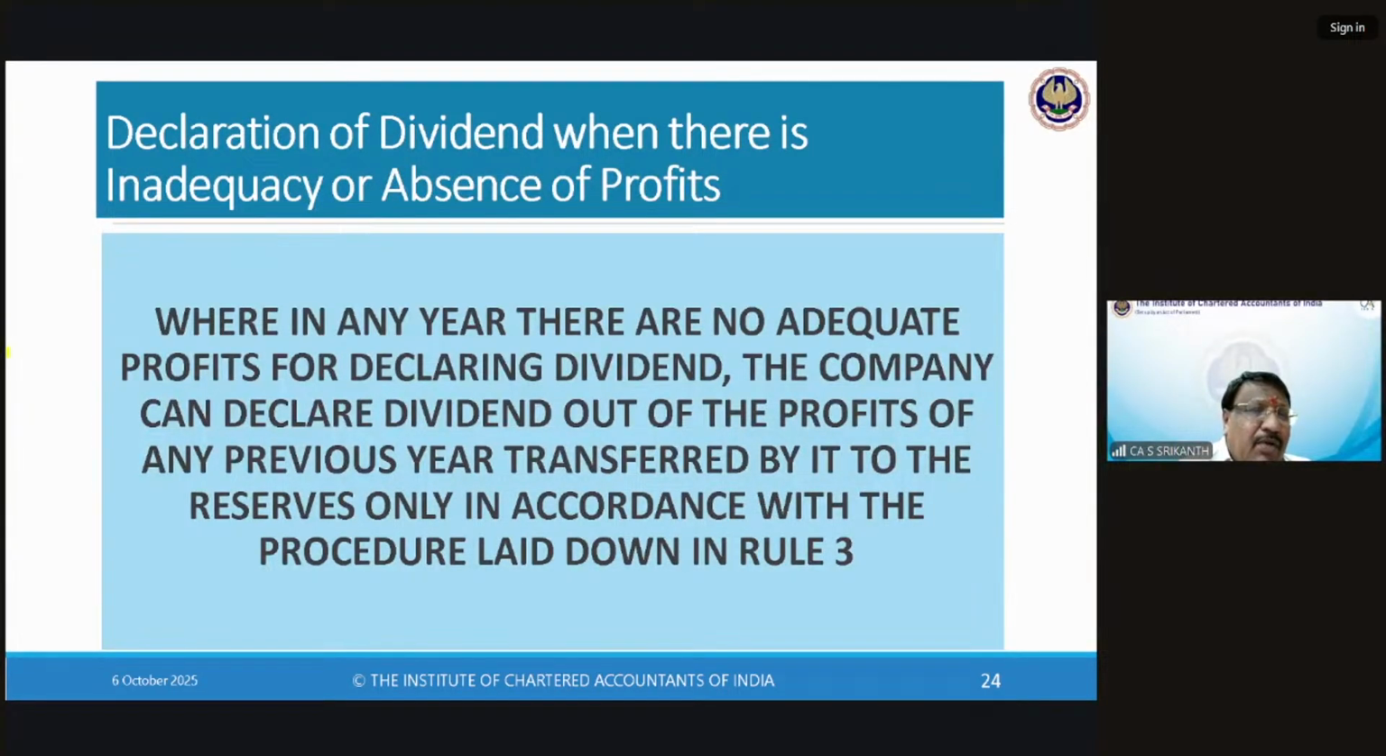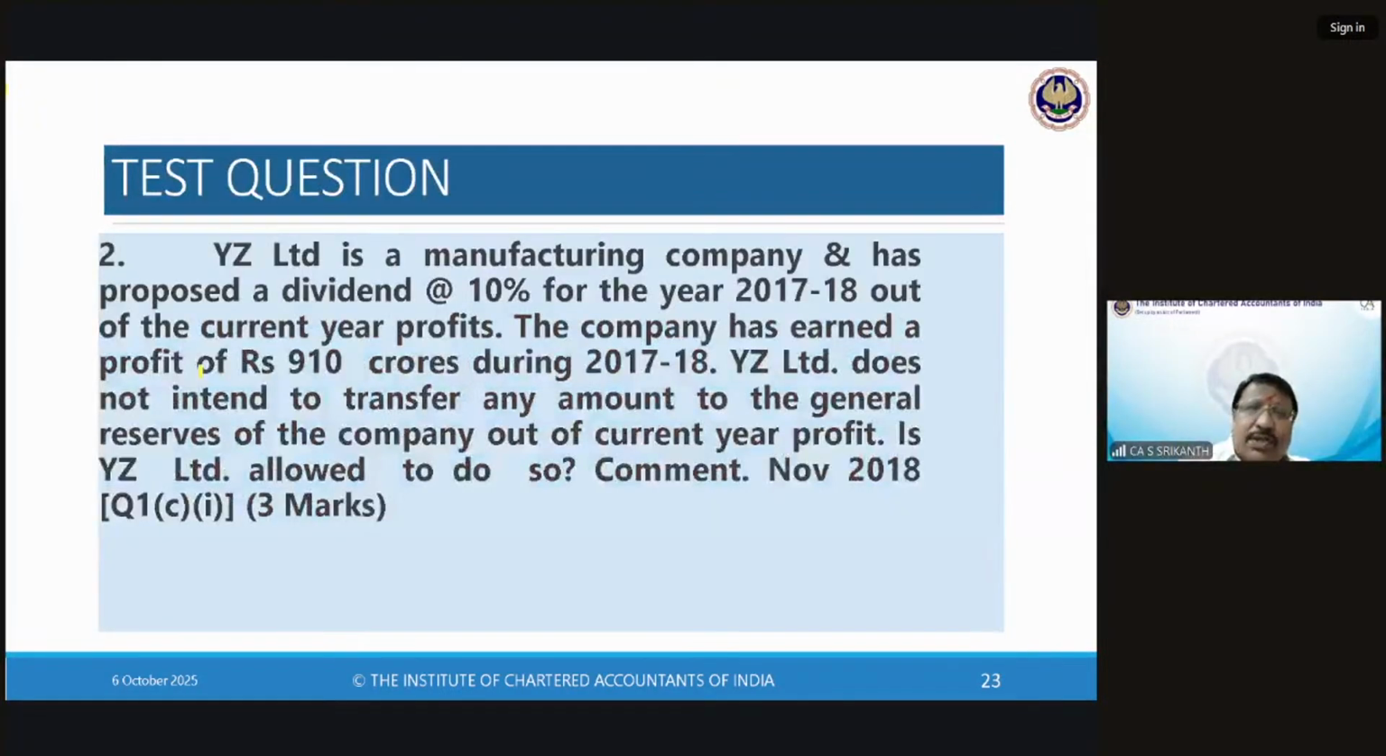Why is that limited? What will you do with the rest of the profit? See, friends, if the transfer to reserves is not declared, this amount will be lying in the P&L account. No need to give any disclosure or anything like that. It's my money. What's your problem? You may declare a dividend. Full discretion to the board. No need to answer to anybody.